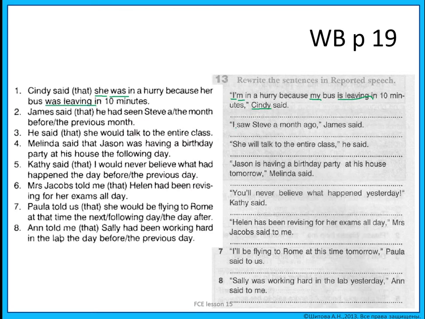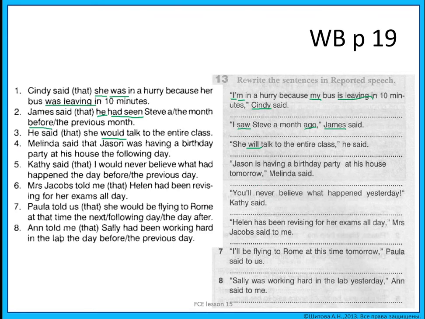The next one: "I saw Steve a month ago," James said. The speaker is James. So James said that he, and instead of saw, you write past perfect, had seen Steve, and instead of ago, you use a month before, for example, or the previous month. Then: "She will talk to the entire class," he said. This is about a different person, so you don't change she, but you change will into would. The rest is the same.